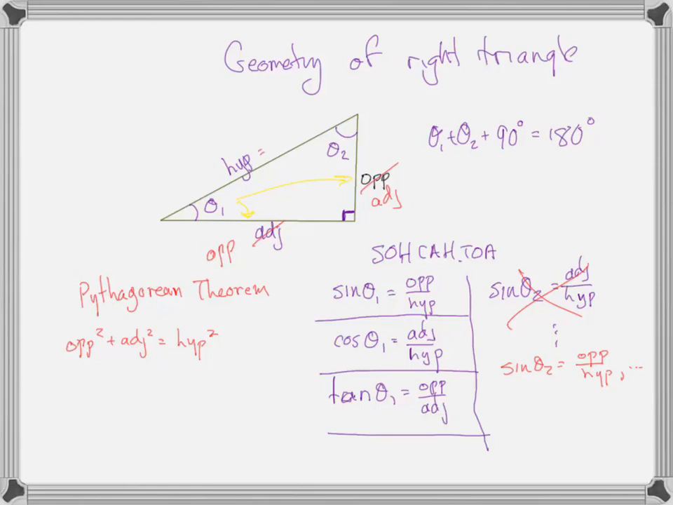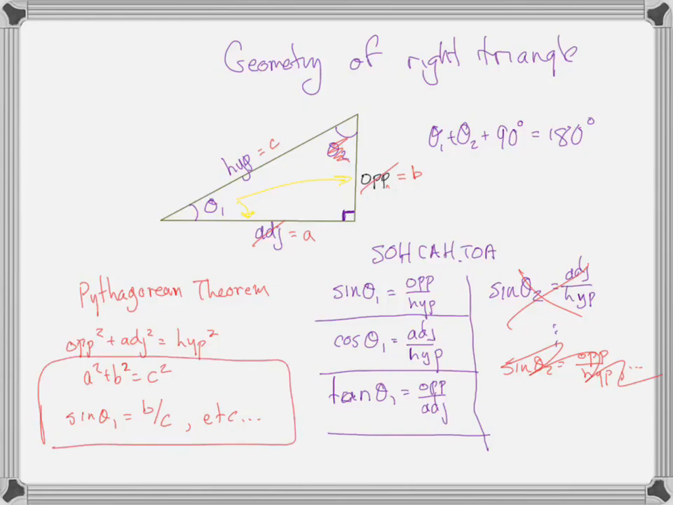So if instead I call the hypotenuse C, and let's go back to my purple. Forget this theta 2. Let's just go with theta 1. And let's call this adjacent side A and the opposite side B. So let's just clean this up a little bit. Okay. Then we've got A squared plus B squared equals C squared, and the sine of theta 1 equals B opposite over hypotenuse, B over C, etc. Okay, we can write it in terms of A, B, and C instead, and that might be a little clearer. That's the geometry of the right triangle.